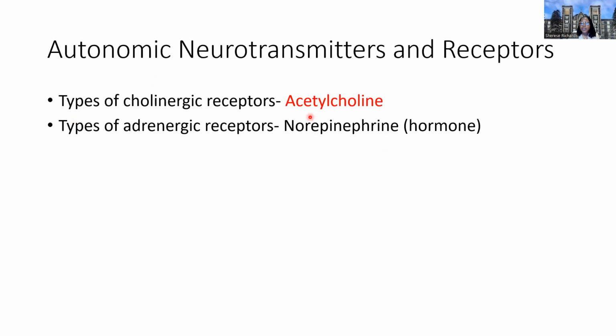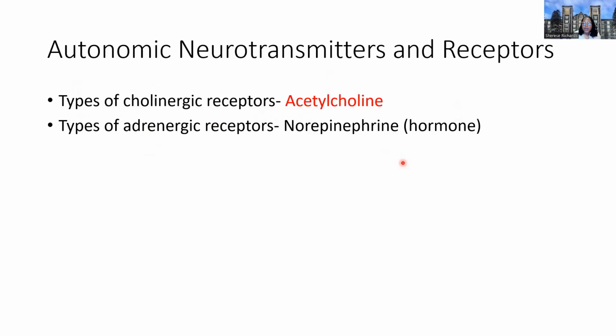So what are the specific receptors and neurotransmitters involved? First, we have cholinergic receptors, and these are receptors that are going to bind acetylcholine. All right. We also have adrenergic receptors, and these are going to bind our catecholamines. So norepinephrine, they will also have the ability to bind epinephrine and dopamine to a lesser degree.